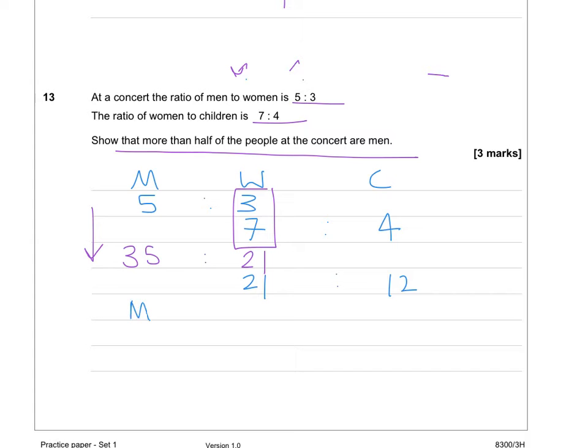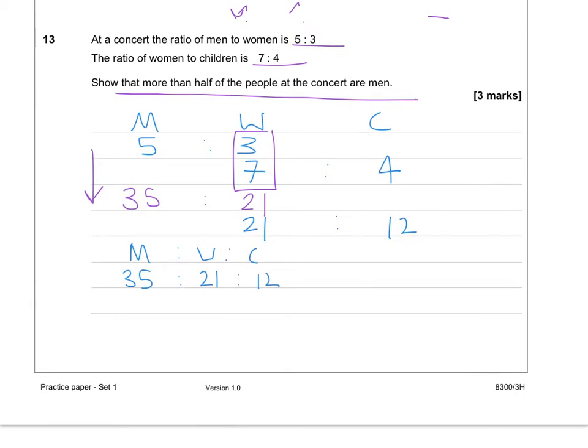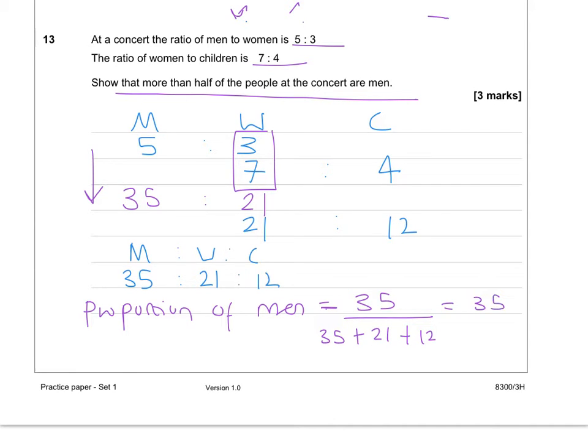This means that we now have the ratio of men to women to children as 35 to 21 to 12, so we can compare all three aspects of this. If we look at the proportion of men attending, this is equal to 35 over the total number of parts, 35 plus 21 plus 12, which is equal to 35 over 68, which is greater than a half. So more than half of the people at the concert are men. We could also say that half of 68 is 34, and 35 is clearly greater than this.